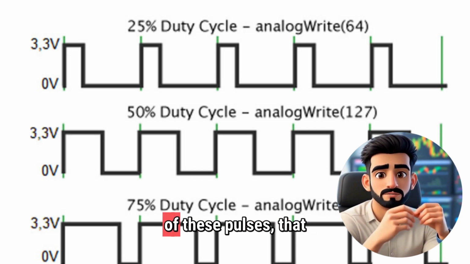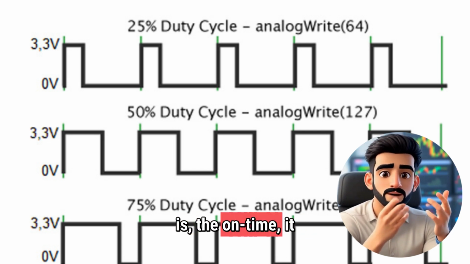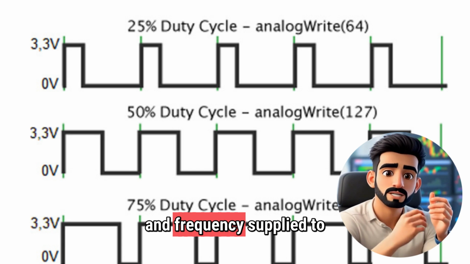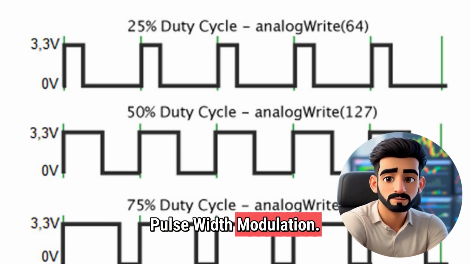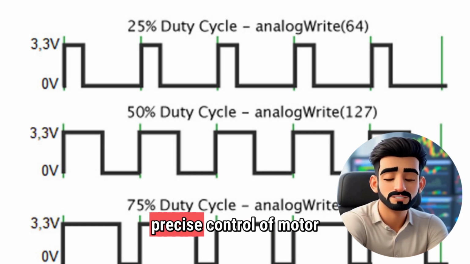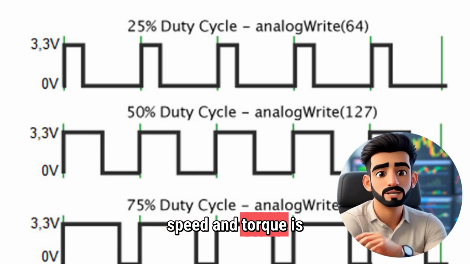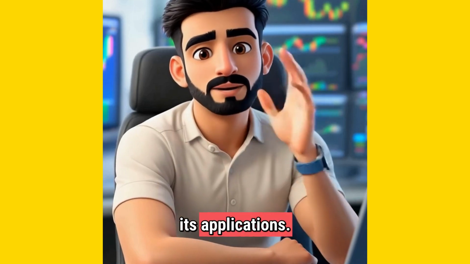By adjusting the width of these pulses, that is, the on time, it controls the average voltage and frequency supplied to the motor. That's why it's called pulse width modulation. With this technique, very precise control of motor speed and torque is achieved. Now let's talk about its applications.